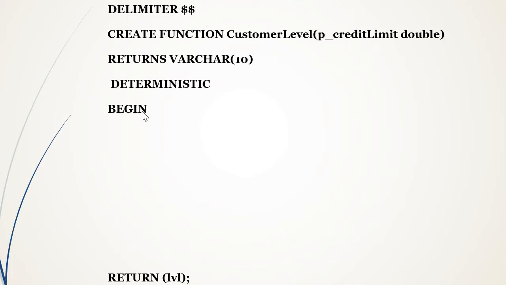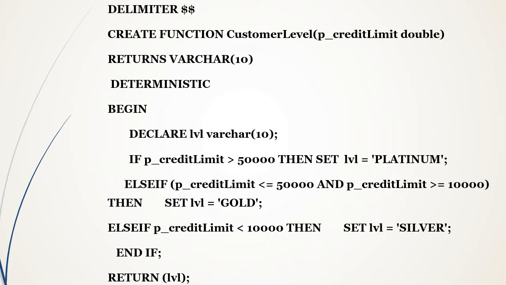Then within begin and end, there is one return statement, which is not in the stored procedure. Here it returns the level of the customer. So between this begin and end, you have to write down the return of the level of the customer, and you also write down the business logic.